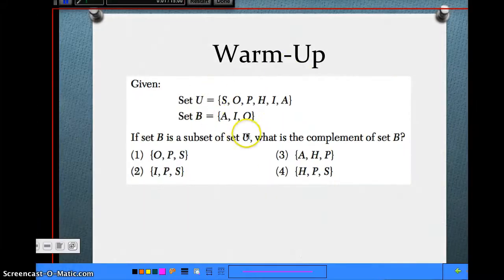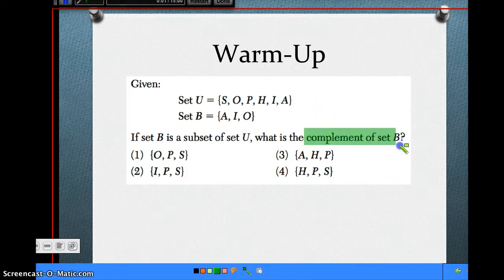Okay, the warm-up, guys, says set U, which is talking about the universal set, consists of the elements S, O, P, H, I, and A. Subset B consists of A, I, and O. If set B is a subset of set U, what is the complement of set B? That's one way they could have asked it.